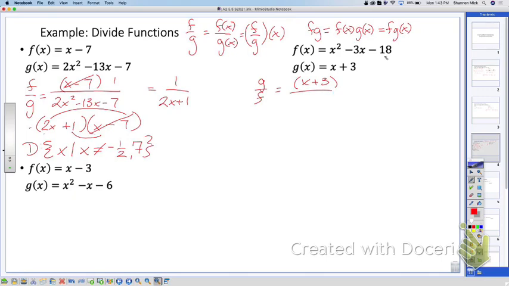Factors of 18 that have a difference of 3, so that's going to be 6 and 3. So x minus 6 and x plus 3. You can reduce those out. I can reduce those down to 1 over x minus 6. What's my domain? Domain is x such that x does not equal 3, negative 3, and 6.